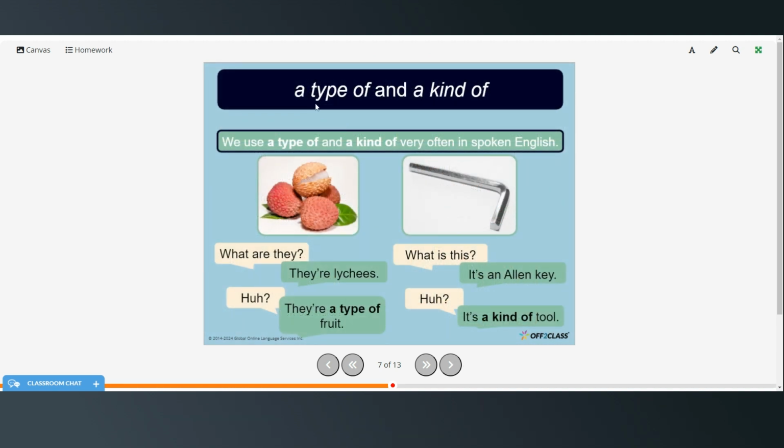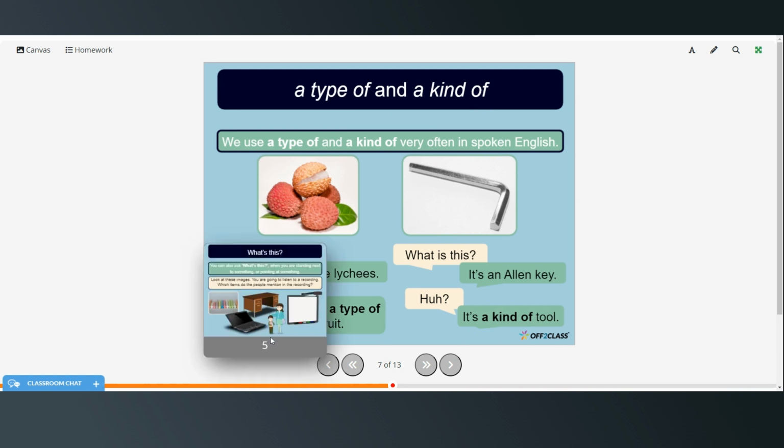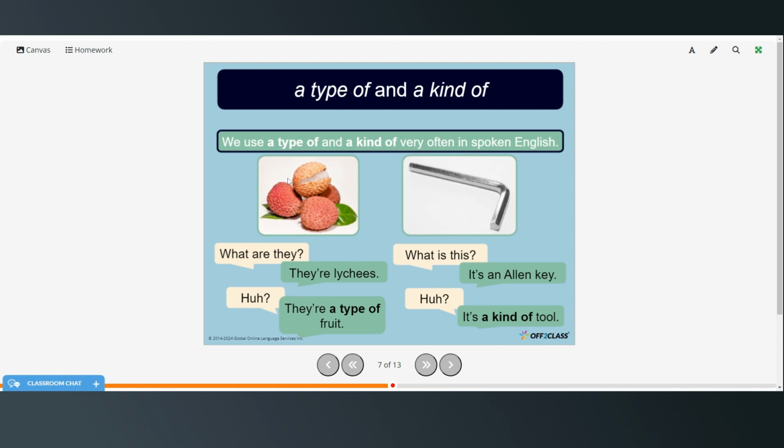All right, and now we have the expressions a type of or a kind of, and we use these often in spoken English. So we might ask, what are they? And they would say they're lychees. And if a person doesn't know what a lychee is, you might say they're a type of fruit. What's this? It's an Allen key. If a person doesn't know what an Allen key is, you say it's a kind of tool.